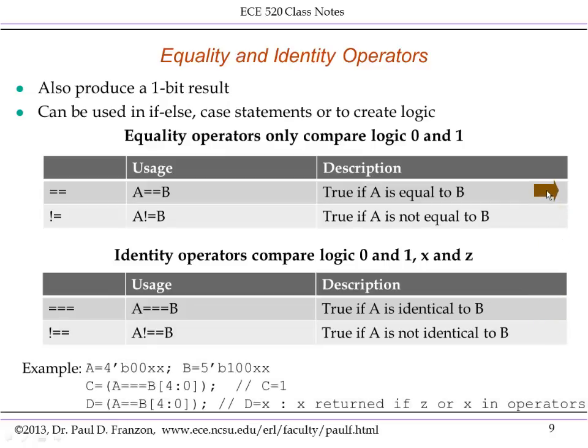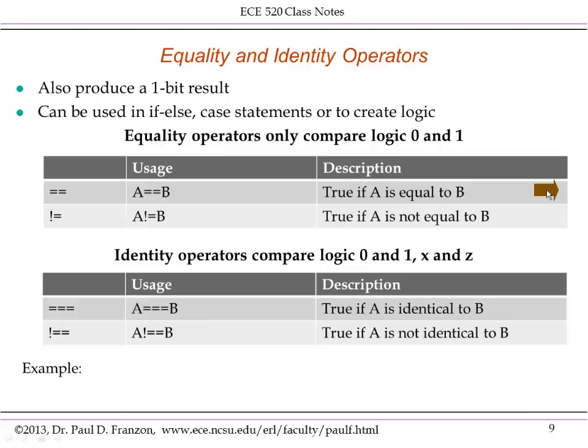We've already seen the use of equality to produce combinational logic. You might recall our counter example. We wanted to compare the count with 0, so we just did assign zero equals count double equal to 0.